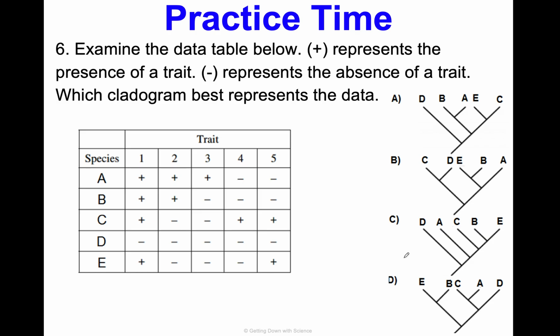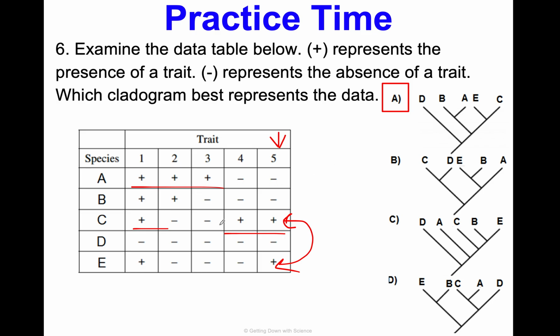Great. Examine the table below. Which cladogram best represents the data? Oh, cool. All right. Okay, so let's see. We have 1, 2, 3 traits. We have 1, 2, 3 traits. It looks like C and E are similar in the 5th trait. So what do you think? I do, right over there. Boom. If you chose A, you are correct.